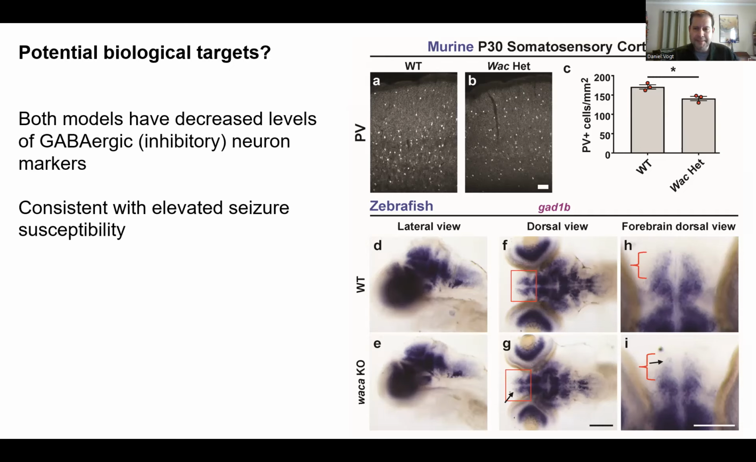And consistent, but a little differently, Dr. Kim's lab found that one of the GABAergic enzymes, GAD1B, is also slightly less expressed in the brain region of zebrafish that's similar to the brain region that we looked at called the forebrain. So we think we have some initial biomarkers that we can start looking at, and we're going to dig deeper into this as well.